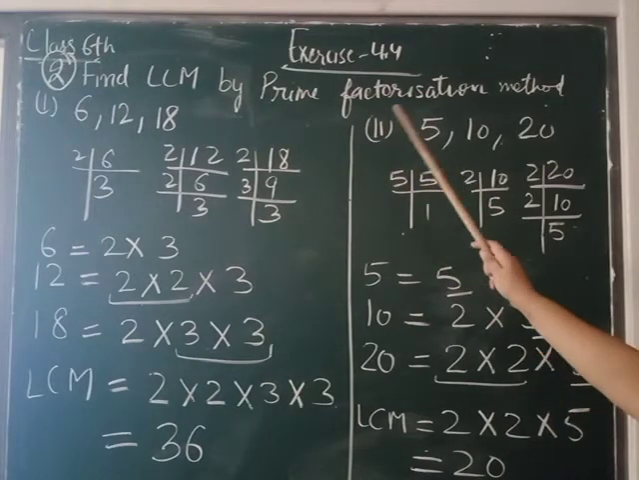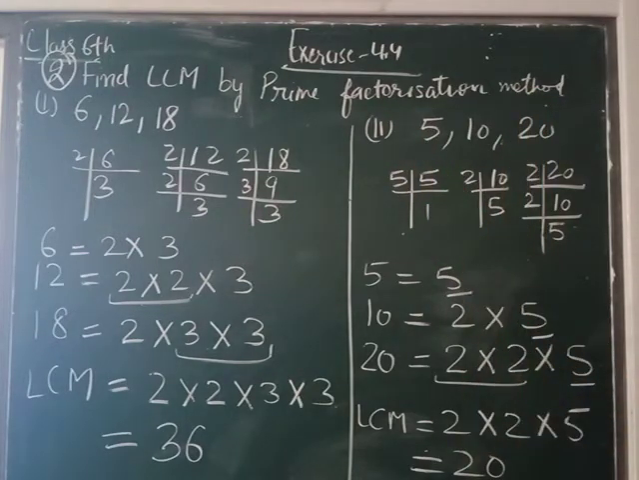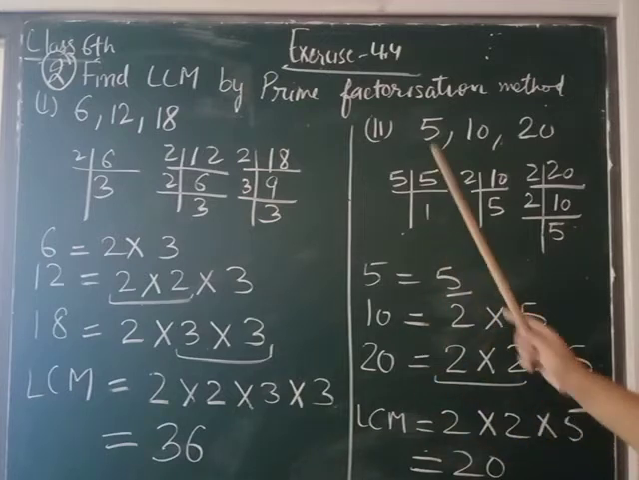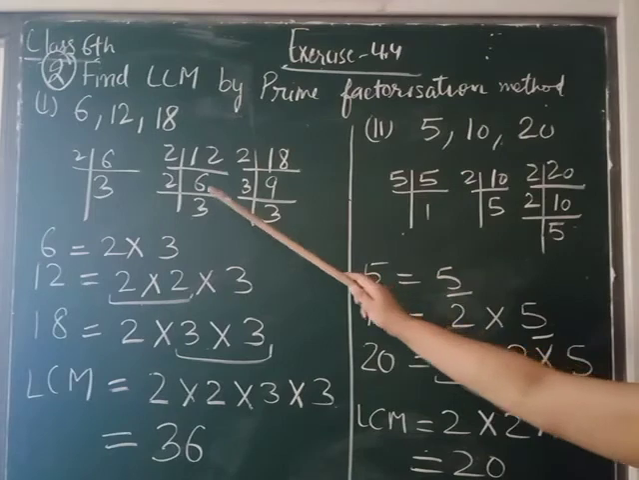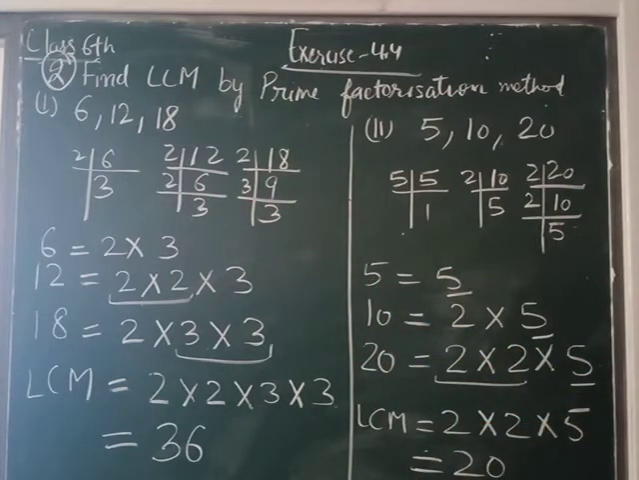Find LCM by prime factorization method. So you have to see what LCM is. The full form of LCM is least common multiple. You might have done it in class 5th also. So prime factors, that means we have to make the prime factors of all the given numbers.